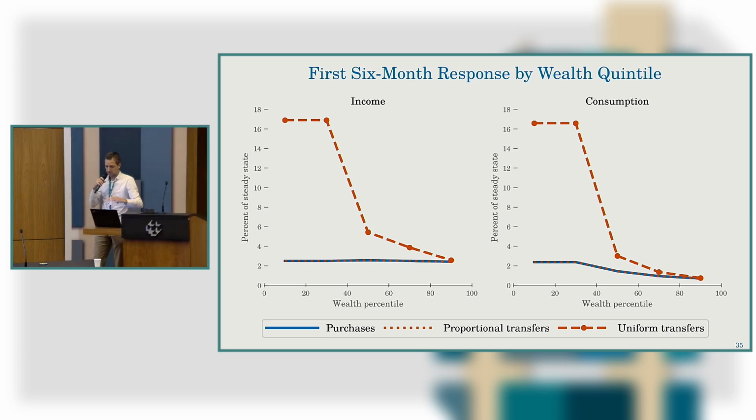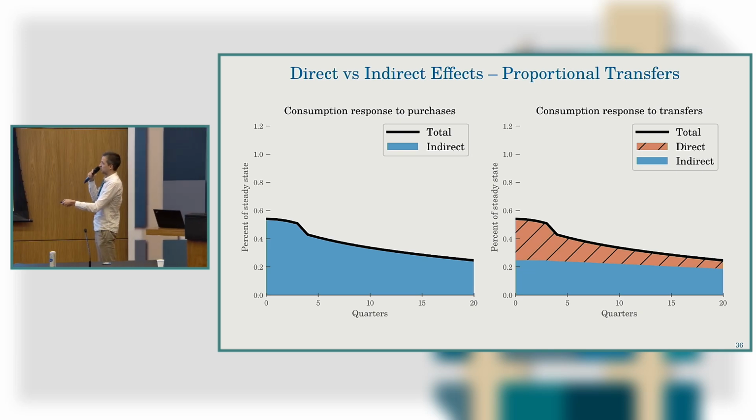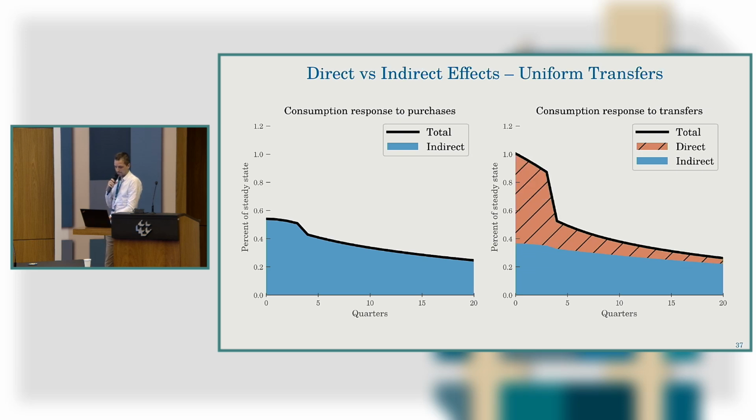I forgot to mention that here we use a utilitarian welfare function, so everybody counts the same, but poor households have a much higher marginal utility of consumption. Purchases raise consumption only indirectly, whereas by sending money to people, you're increasing their disposable income, so there is a direct effect too. And if you have uniform transfers, the direct effect becomes much bigger.